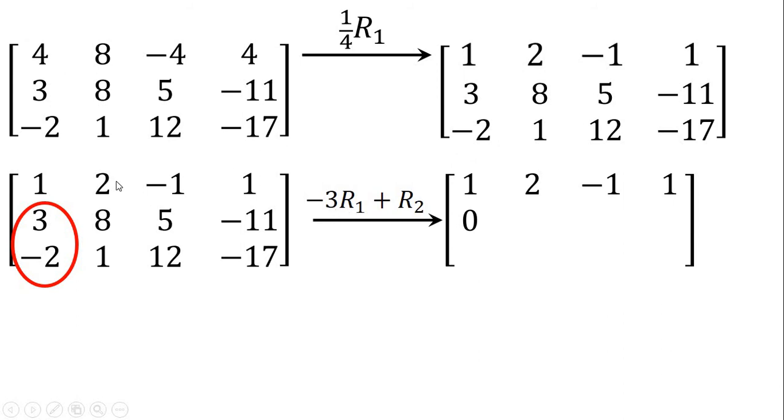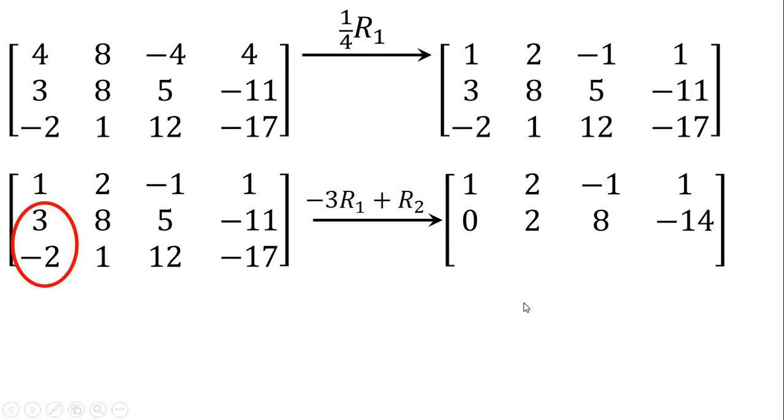Negative 3 times 2 is negative 6 plus 8 is 2. Negative 3 times negative 1 is positive 3 plus 5 is 8. Negative 3 times 1 is negative 3 plus negative 11 is negative 14. Now for the third row, for this entry, I need to obtain a 0 here.